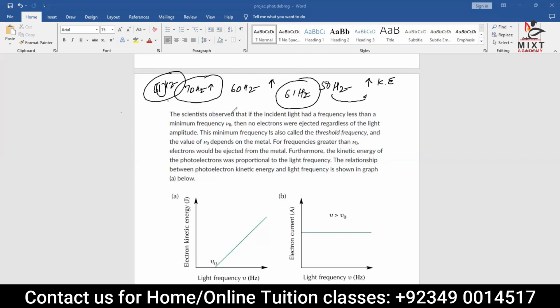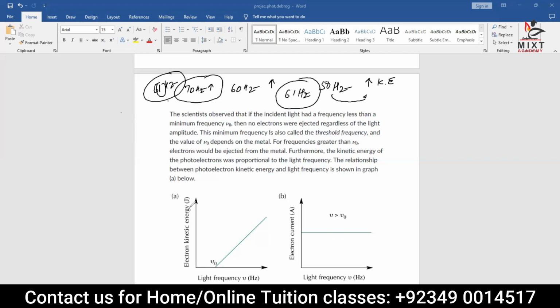It means that before 61, whatever frequency I'm providing is of no use because I will not get any photoelectrons, or in other words, there is no electron flow in the circuit. As soon as I reach 61 hertz, electrons start flowing, but very minimally. Now, if I increase my frequency, more and more electrons flow because kinetic energy increases. When kinetic energy increases, electron flow increases, or you can say at least the kinetic energy of the electron increases.